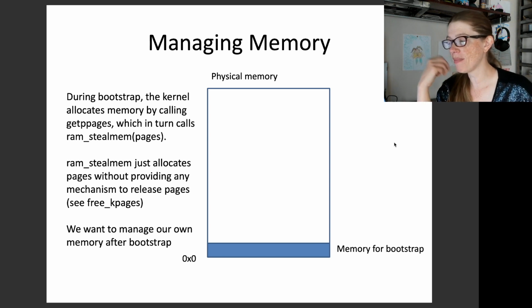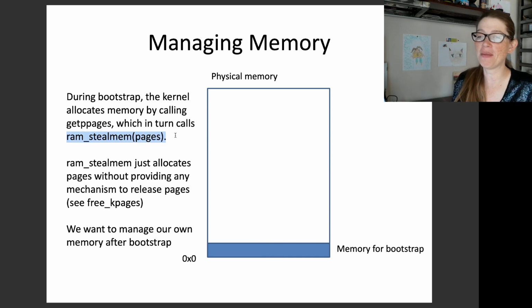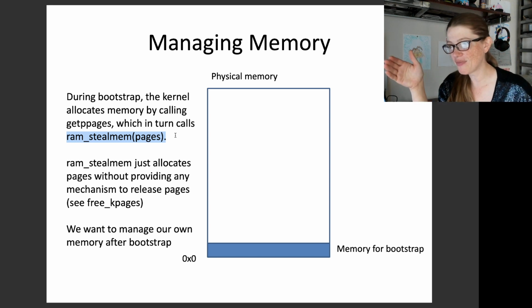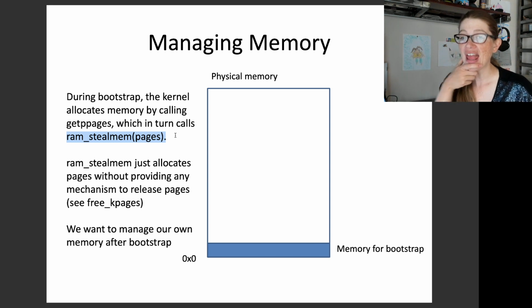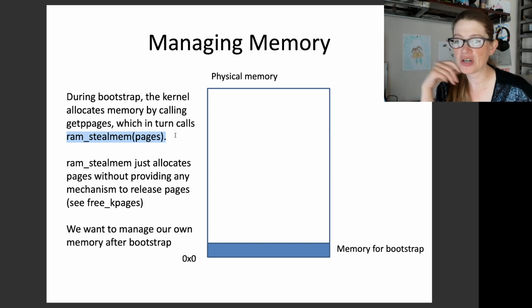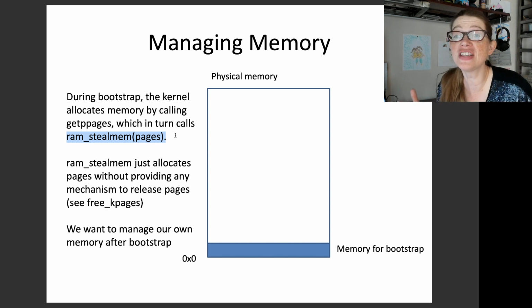But that's the problem: after bootstrap, each call to kmalloc ends up calling getPages, which ends up calling RAM steal mem, which means that pointer keeps getting advanced, and we never actually go back and free our memory. And we want to be able to free memory so that we can reuse it, so that we don't have a cap of 32 threads. We want to be able to run lots and lots of processes. We want to be able to run processes back to back.